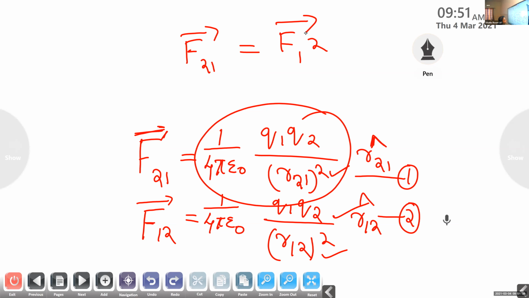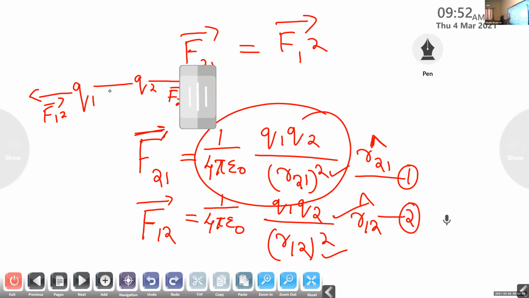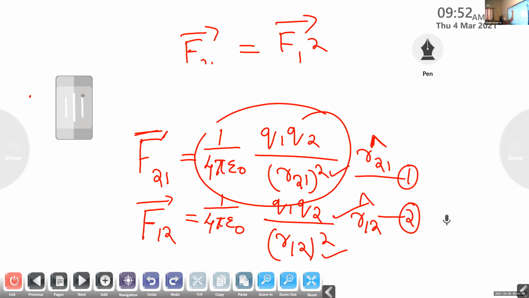Now, what about the direction of the force? Q1 exerts a force on Q2 acting in this direction, that is F21. Similarly, Q2 exerts a force on Q1 acting in this direction, that is F12. Are they in the same direction or different directions? Opposite. So they are in opposite directions, and we can put a negative sign here. That is, the force acting on the charge Q2 is just opposite to the force acting on the charge Q1. Is it clear?